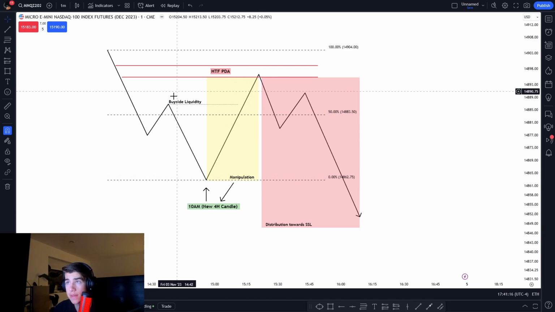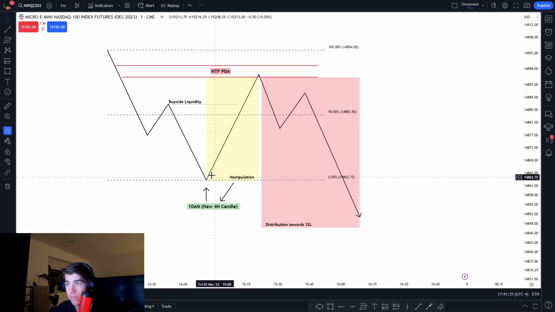We take out buy-side liquidity. We also move into a premium and hit a preferably higher time frame PD array inside premium that then starts the real move, right? That's what we call distribution. The real move happens towards our sell side objective, towards sell side liquidity, whatever draw we have, right?